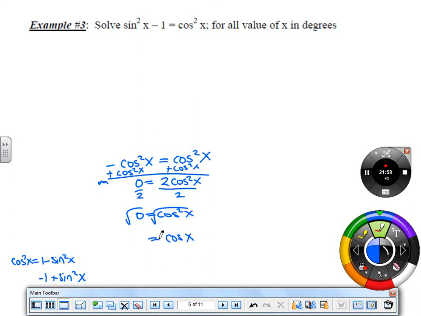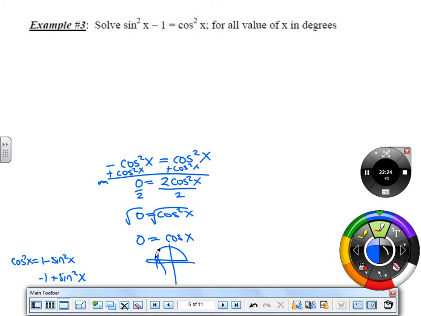I get cosine of x equals 0. Now, if this wasn't 0, what would I have to be really careful of when I square root both sides of an equation? Positive and negative, which would give me a lot more answer choices. So remember, all these solving things that we've learned from the past, we're using them all with our trig identities here. All right, so where is cosine x equal to 0?